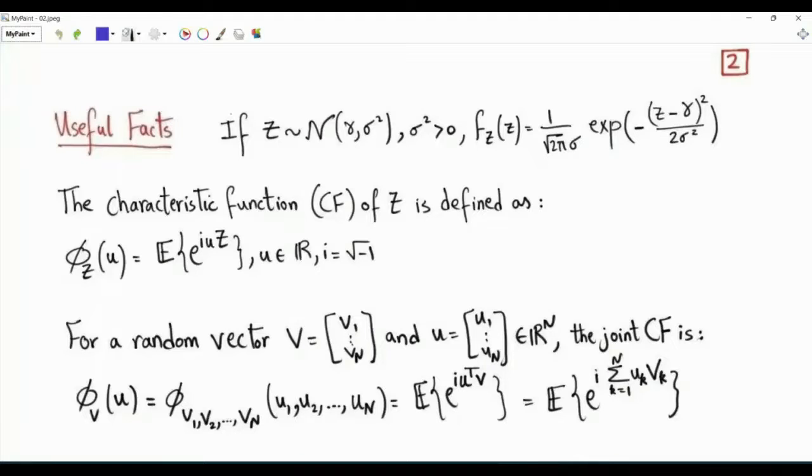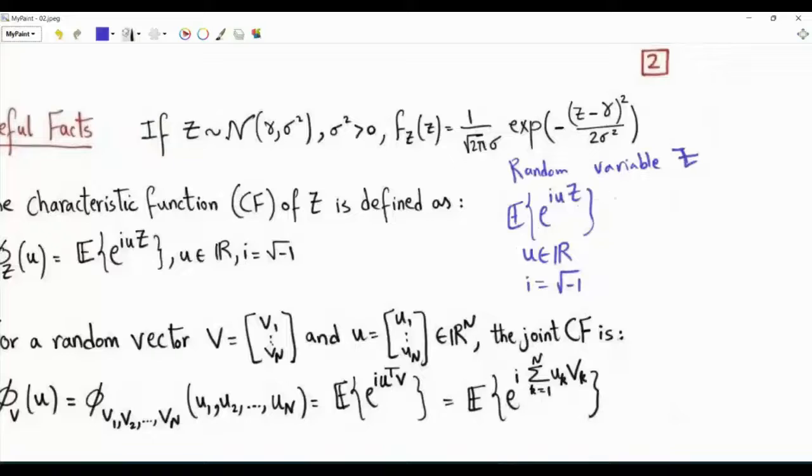To derive some important results regarding jointly Gaussian random variables, we will make use of the characteristic function. So if we have a random variable z, then the characteristic function is the expectation of e to the i u z. So u is a real parameter and i is the square root of -1. So this is the characteristic function, and it is a function of this u. And we typically put the name of the random variable as a subscript.